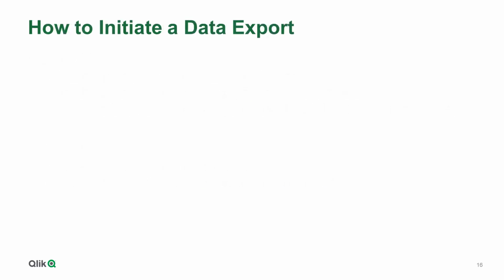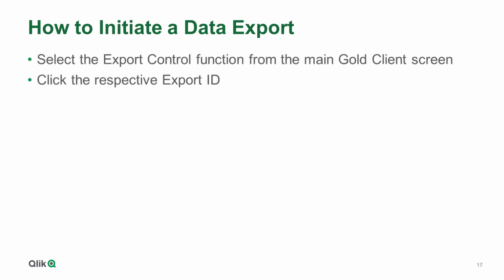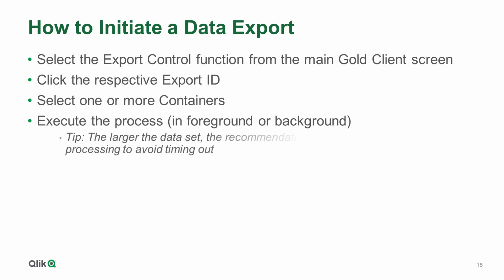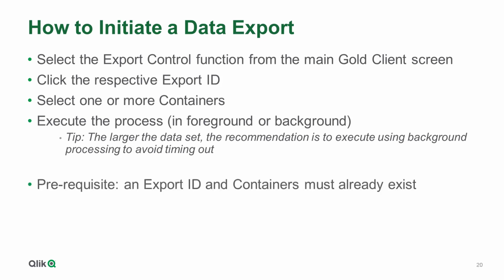Here is a quick overview of the export control steps. The function must be selected from the main Qlik screen. On the next screen, click the respective export ID. On the next screen, select one or more containers. Execute the process using either the foreground or background processing option. Here is a useful tip. The larger the dataset being exported, the more it's recommended to use background processing, so it avoids timing out. Please note that the export ID and containers must already exist, and that if they do not, the user must create them prior to starting the export.